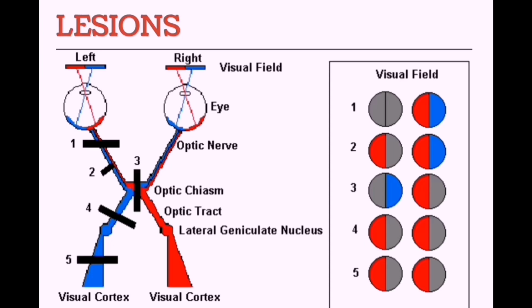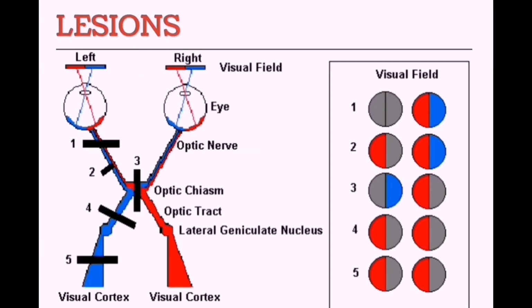If the lesion is at point 2, it means the blue fibers of the left eye are involved. It means that the right visual field of the left eye is damaged or lost. If the lesion is at point number 3, it means that the lesion is at the level of the optic chiasma. So in this case, the blue fibers of the right eye and the red fibers of the left eye will be affected. This is also known as bitemporal hemianopia.